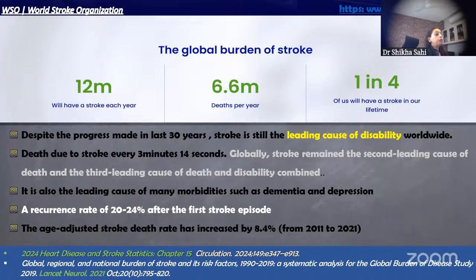And it is also the leading cause of disability. And it is the second leading cause of death. And it is the third leading cause of death and disability combined. It also leads to many comorbidities like dementia and depression. And also the recurrence rate of stroke is quite high after the first episode of stroke. And the statistics show that the death rate because of stroke is increasing.